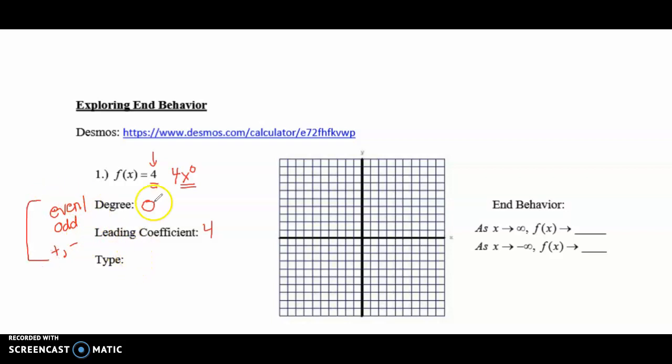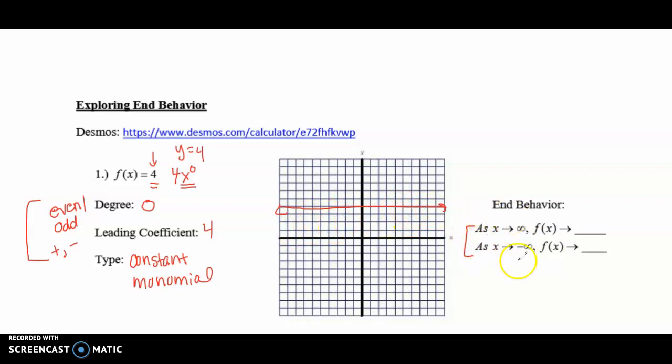And then the type here: if I were to graph this, this is a constant. So this is a monomial, because there is only one term. Now we know what this graph looks like. This is the same thing as y equals 4. I could graph this on here, but I'm going to show you what this looks like on the Desmos activity in a second. So I want you to graph it, and then let's look at the end behavior.